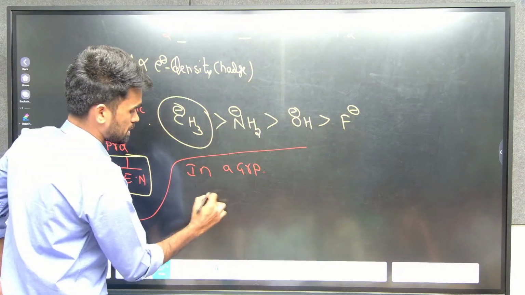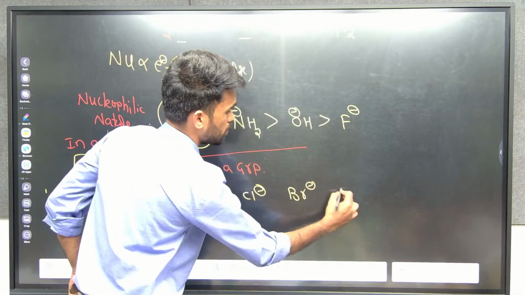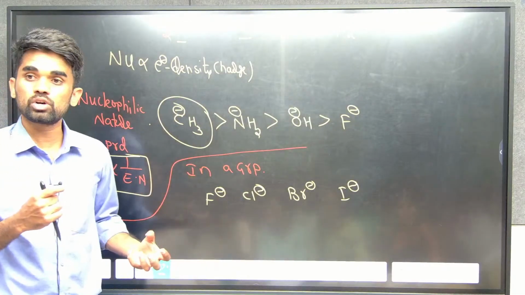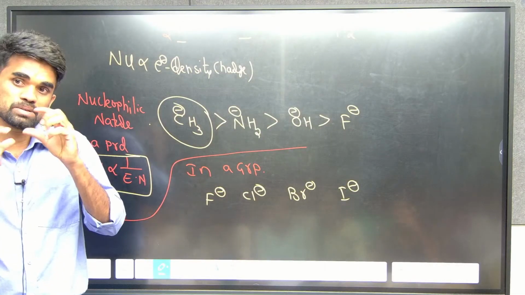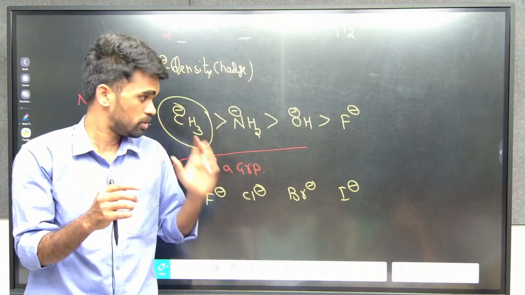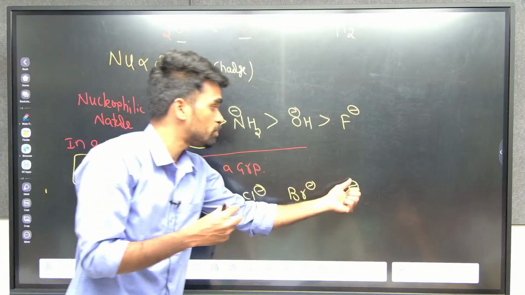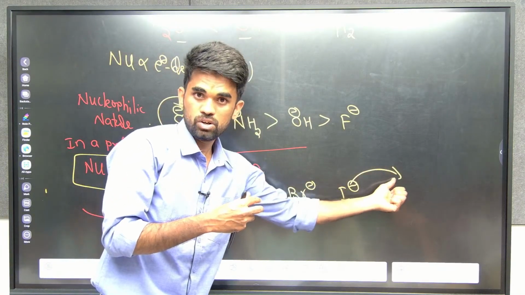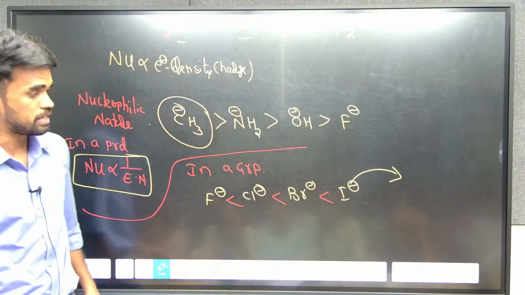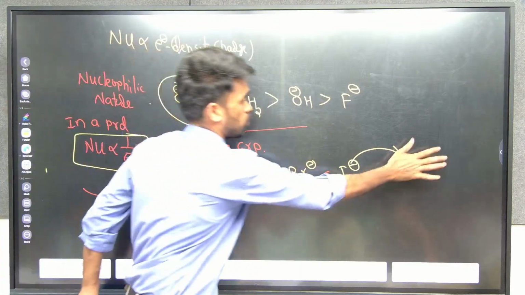In a group, let us say halogens: F minus, Cl minus, Br minus, I minus. Now tell me, where do we have more effective nuclear charge? Small size, more effective nuclear charge. Large size, less effective nuclear charge. So these lone pair electrons are easily donated. So down the group, what happens to nucleophilic nature? It increases. So the halide ion is a strong nucleophile compared with the fluoride ion.